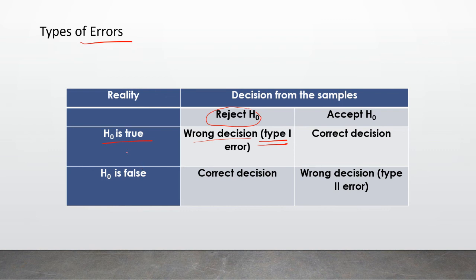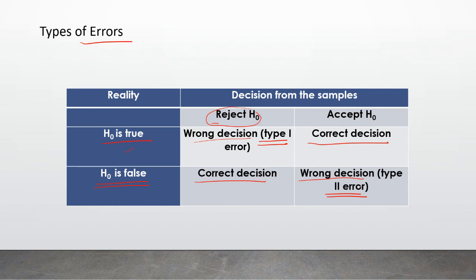Now if H naught is true and you accept that H naught, that means it is a correct decision. It's not about solving the problem correctly or not, but getting a correct result or not. Now the second case: H naught is false, that is, the null hypothesis is actually false. When it is false, if you reject it, that means it is correct. And if H naught is false but you still accept it, that is a wrong decision. Such a thing is called a type 2 error.